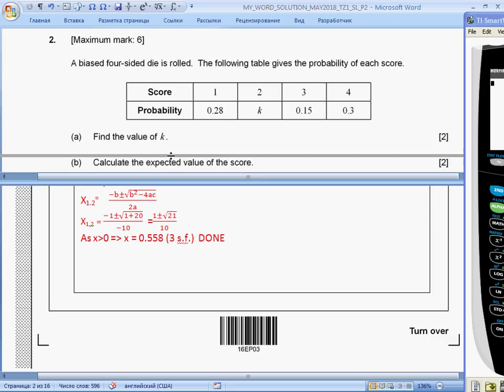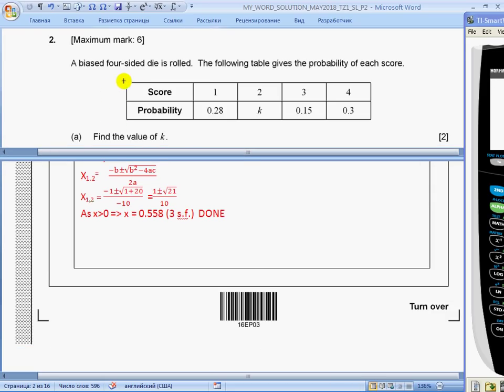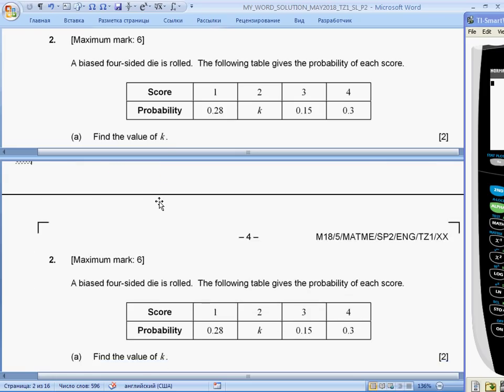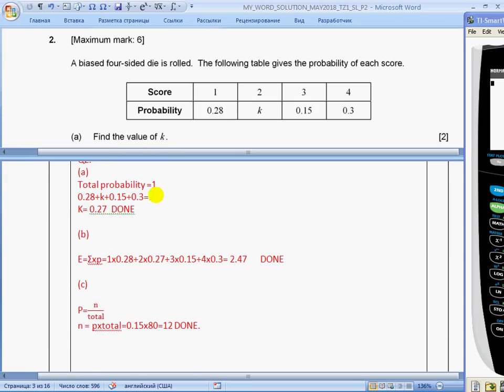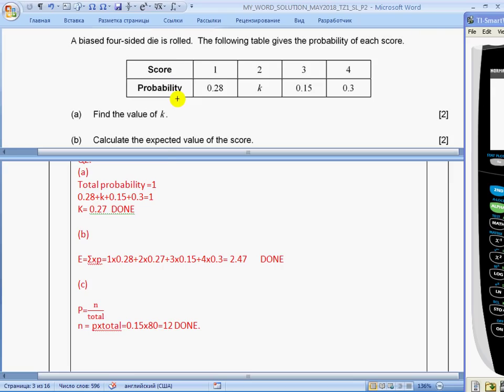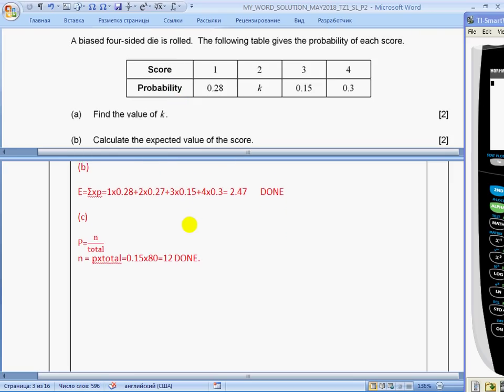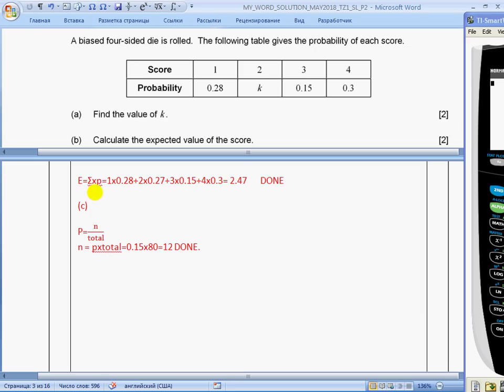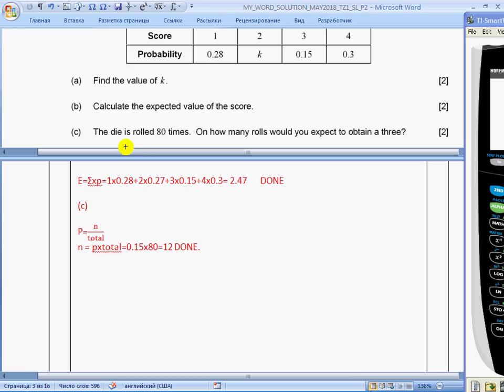Right. Here we have a biased four-sided die that is rolled. The following table gives the probability for each score. Find k. Here we use the idea that the total probability should be equal to 1. So we write total probability equals 1. We add the probabilities and find k. Calculate the expected value. Expected value equals value times probability. So 1 times 0.28 and so on. So 2.47. Question done.